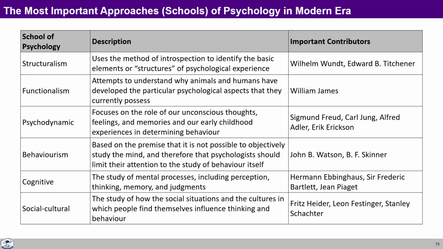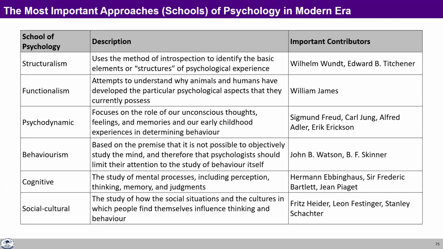Then the next school is cognitive psychology. It is the study of mental processes, including perception, thinking, memory, and judgments. So basically they talk about the brain. They talk about the neuro aspects of the functioning of the body and how it can be understood. The scientists associated are Hermann Ebbinghaus, Sir Frederick Bartlett, and Jean Piaget.